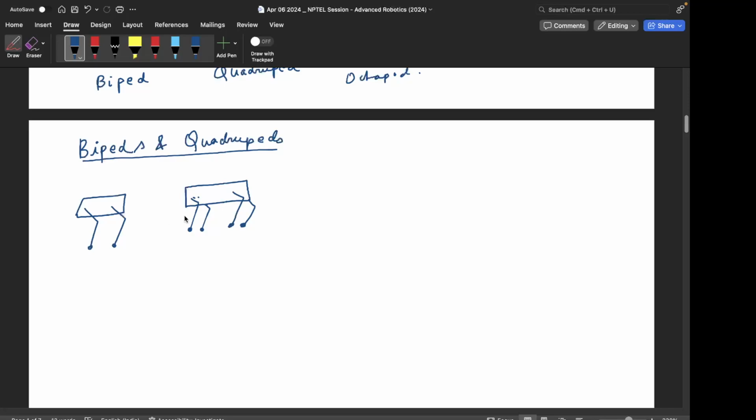So in that case, having four legs gives us better stability, right? So imagine that you have a rectangular base, all right? In order to balance that, more contact points means better stability, right? So the contact points are made by the legs.